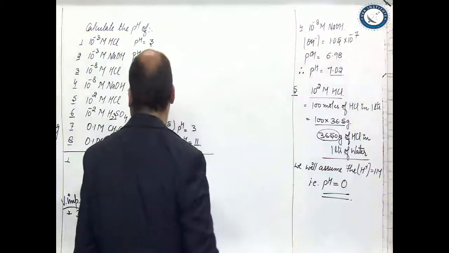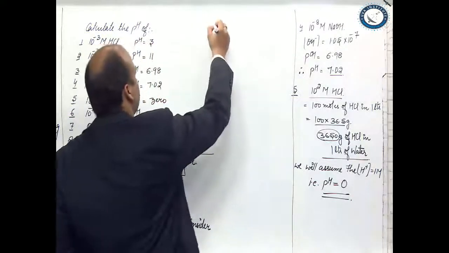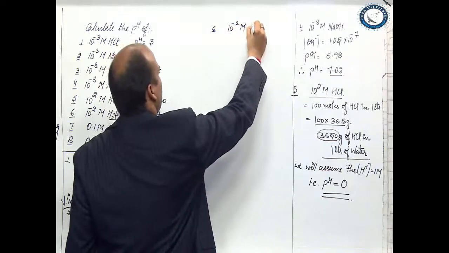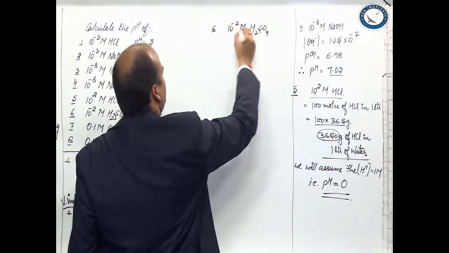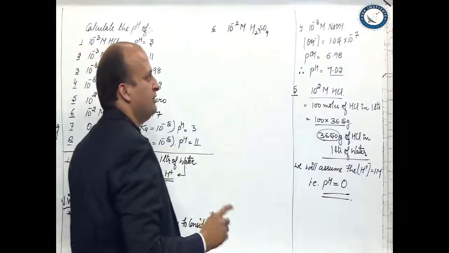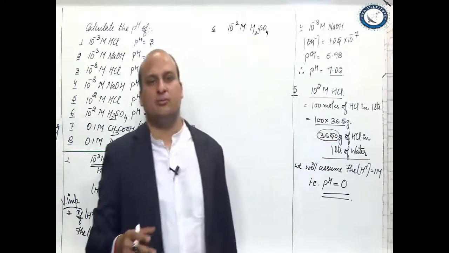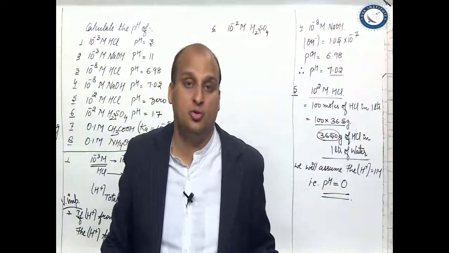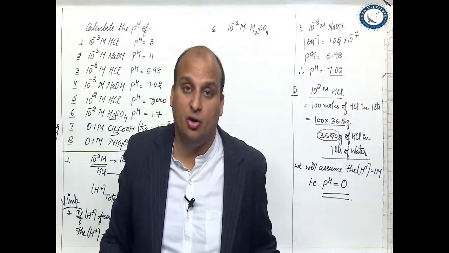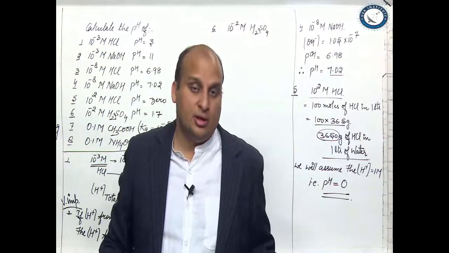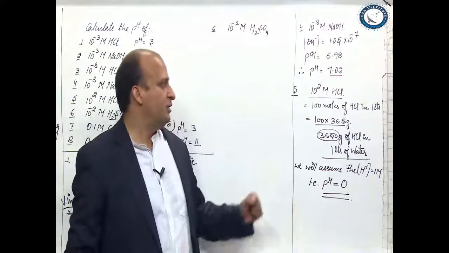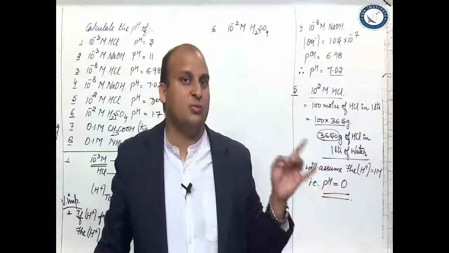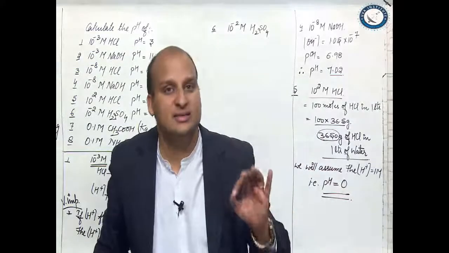Okay, 2 more questions to go. The sixth question is 10 raised to power minus 2 molar H2SO4. Now over here you guys have to remember one very important thing. Though we are using the term molarity over here, we should not be using molarity. We have to use normality always for concentration. Now you would ask me, sir, in the first 5 questions you have not used. Why? Because in all those cases molarity and normality was the same.